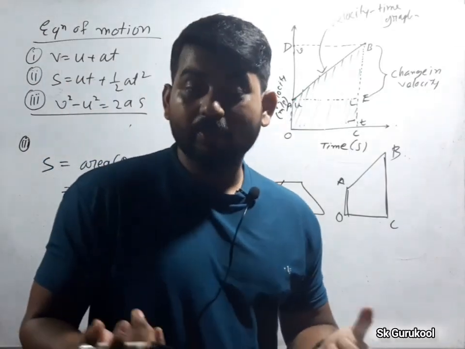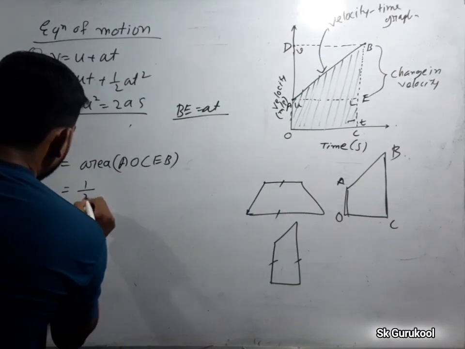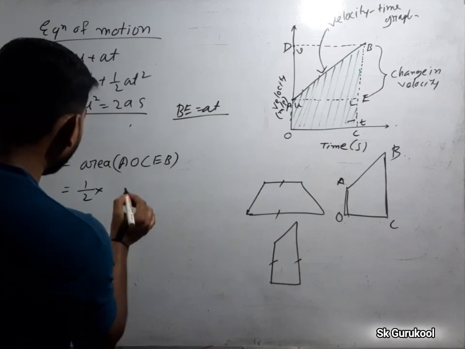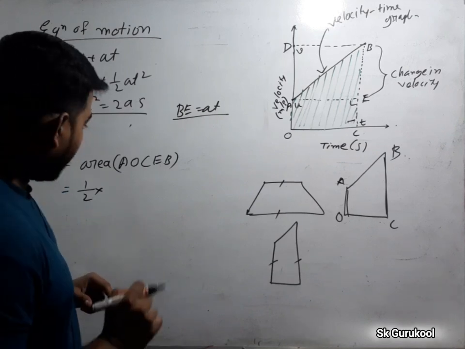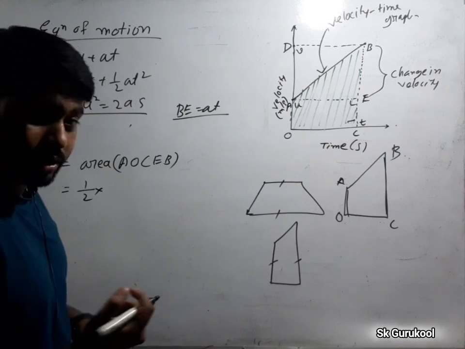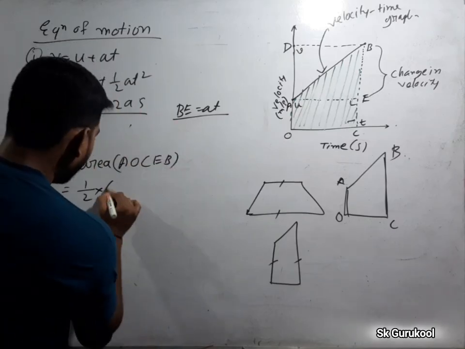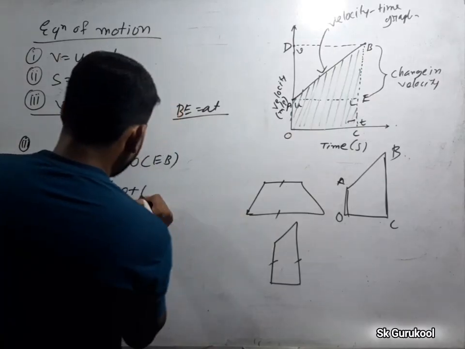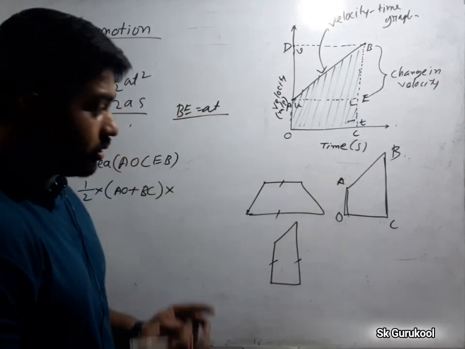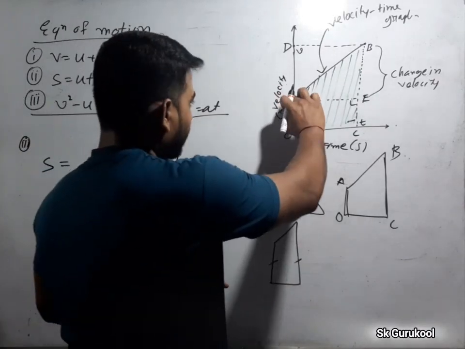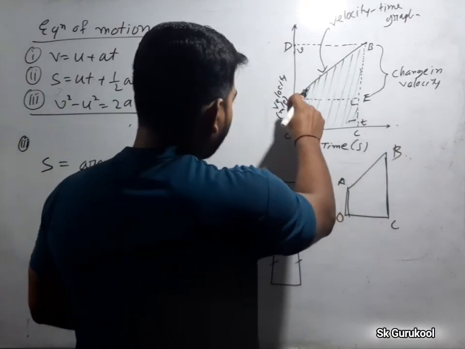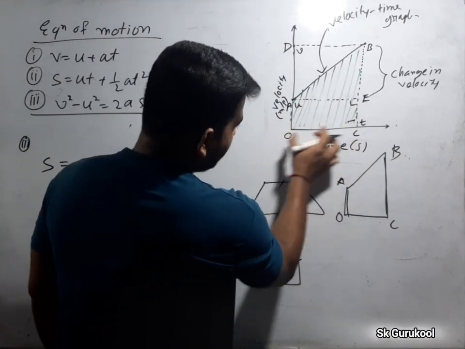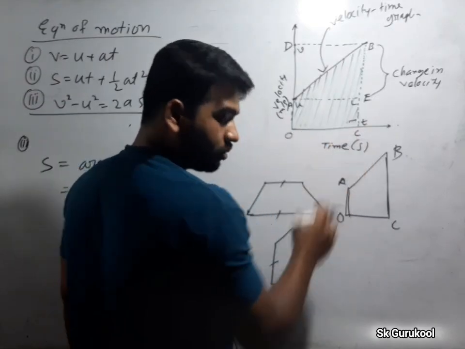What is the area of a trapezium? Simple, we have got this formula in earlier classes. The formula of a trapezium is half into the sum of the parallel sides. What are the parallel sides here? AO and BC, into the distance between them. AO and BC are the parallel sides. What is the distance between them? This is the distance. You can take AE or OC.